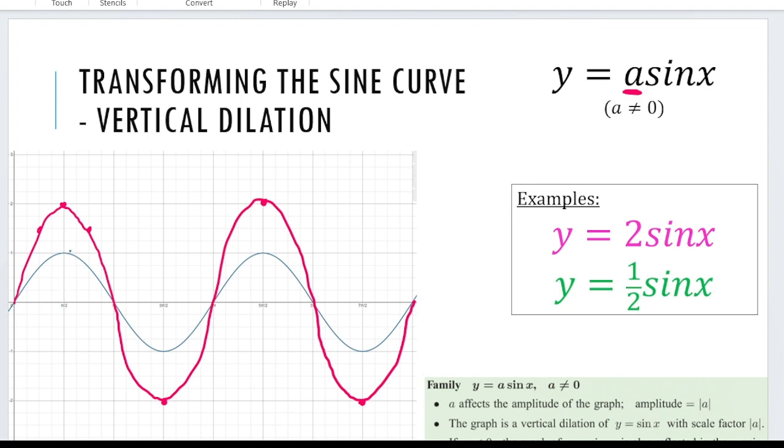So at pi on 2, we had 1. If we halve that, we have a half. At 0, half of 0 is still 0. Half, 0, sorry, negative a half, 0, half, 0, negative a half, and 0. So again, we're just going to trace this as best we can without it looking too bad.